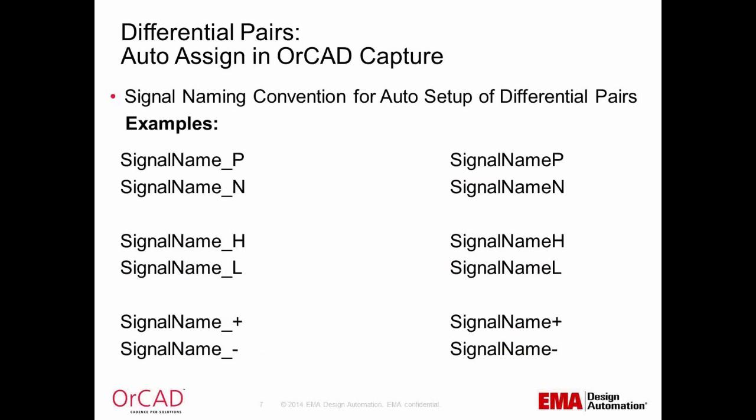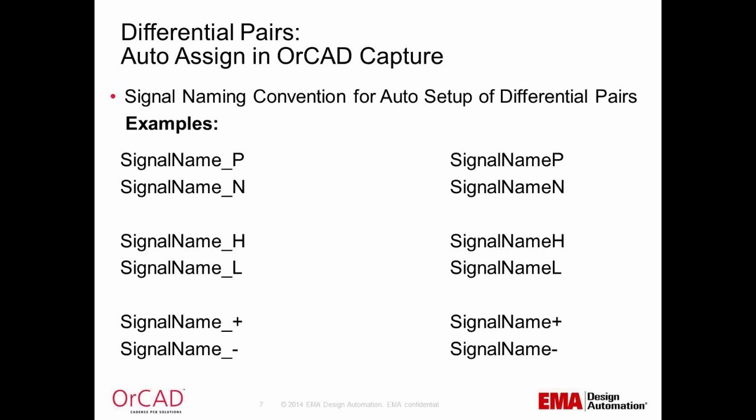Now let's talk about differential pairs. We can auto-assign differential pairs in a design if they are named in a specific way. Here are a few examples of signal naming conventions that will allow them to be auto-assigned. As you can see, it requires that the net names be identical for both members of the pair with only a suffix to differentiate between the positive and negative members.